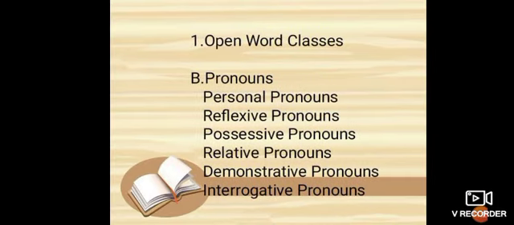Then point number B, open word classes. The branch number 2 means pronouns. B, pronouns. Pronouns means सर्वनाम. What is meant by pronoun? A pronoun is a word used instead of a noun. That is why they are enlisted as pronouns. A pronoun is a word used instead of noun, without noun.